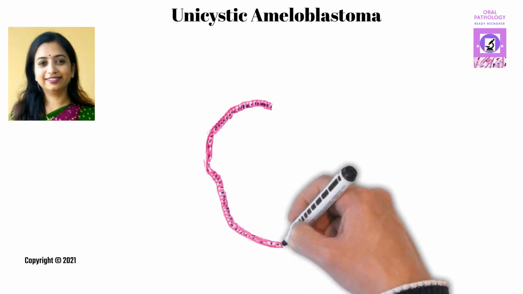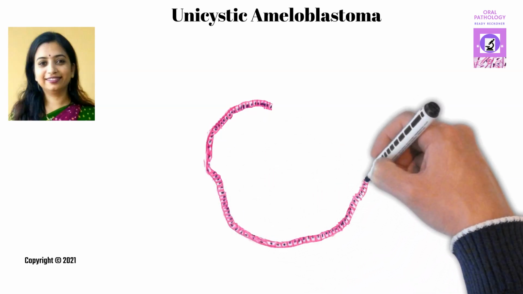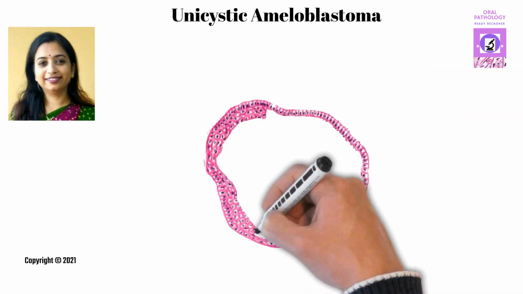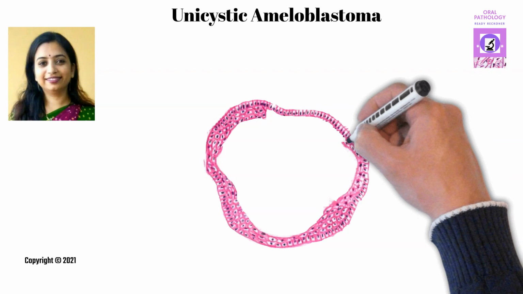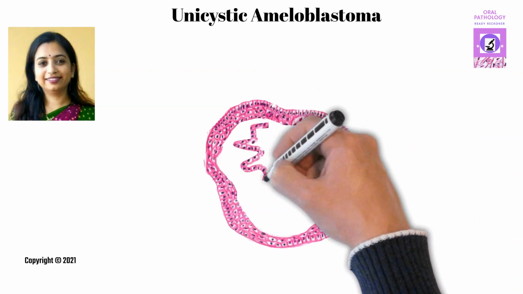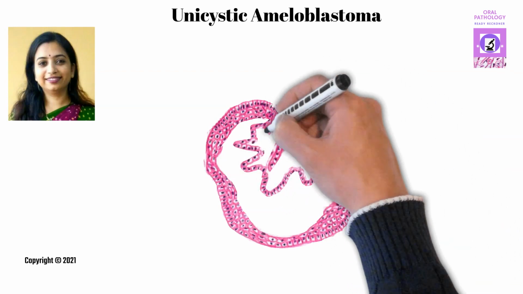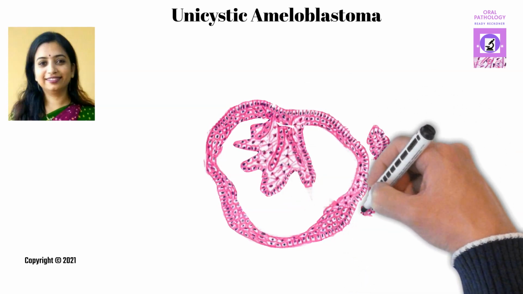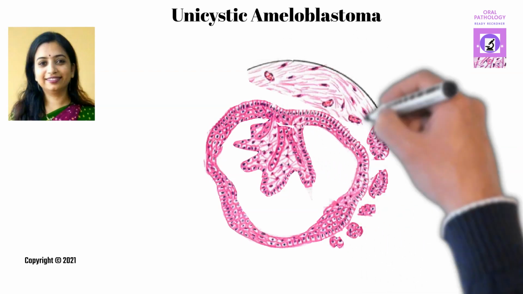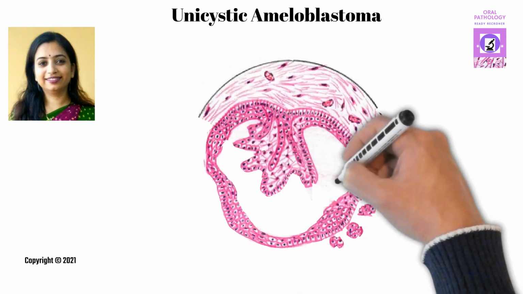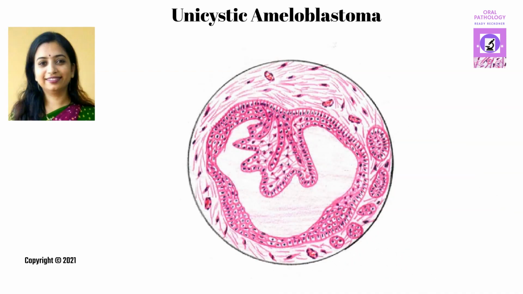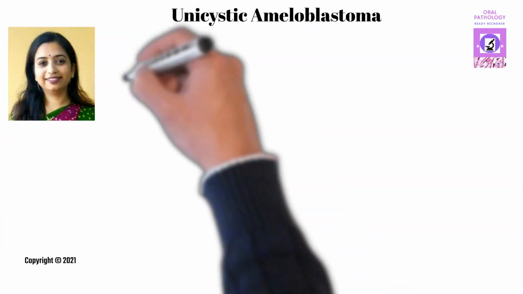Unicystic ameloblastoma has three histologic patterns. Luminal, which shows a single cystic lesion lined by ameloblastic epithelium. Intraluminal, which shows tumor epithelial proliferation within the luminal cavity. And mural, which shows ameloblastic follicles and islands within the connective tissue wall. Now this single cystic lesion which shows ameloblastic epithelium has typical features of ameloblastoma.